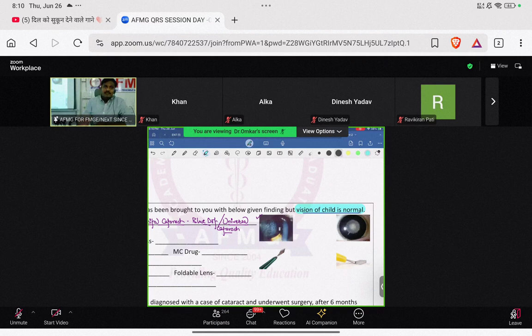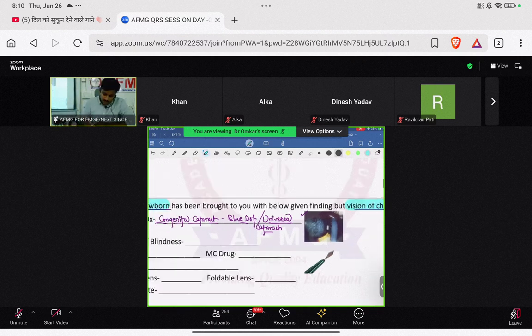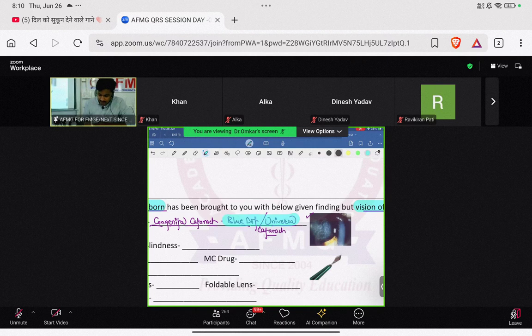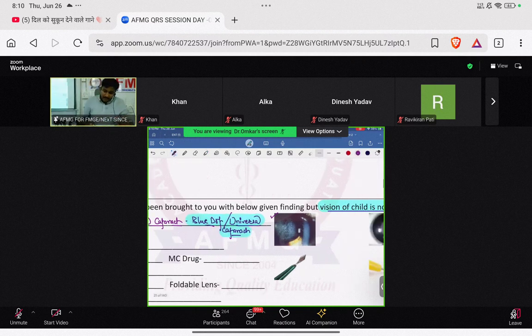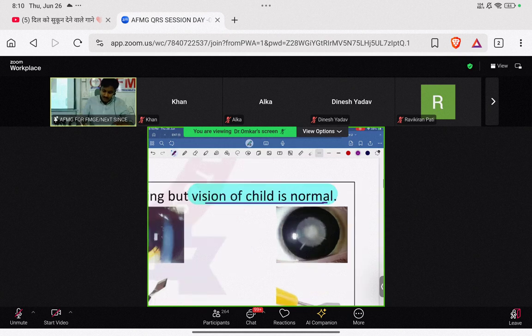Only type of cataract जहाँ पे the vision is normal is blue dot cataract बेटा, ठीक है? यहाँ पे the baby's vision is not usually affected, which is that is a blue dot or a universal cataract बेटा. Clear है बात? Next important type of congenital cataract is this one.